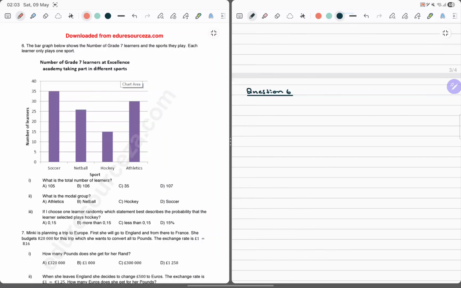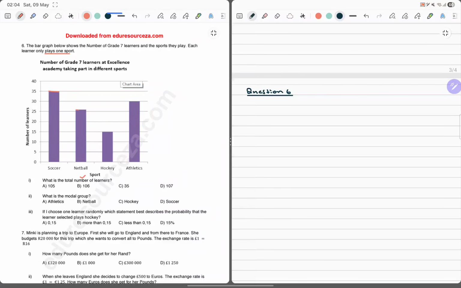Now, question 6 is an interesting one because we need to interpret some stuff. The bar graph below shows the number of grade 7 learners and the sports they play. Each learner only plays one sport. Okay, cool. Right, so we've got the bar graph there. It says, what is the total number of learners? Obviously, it's going to be these totals.